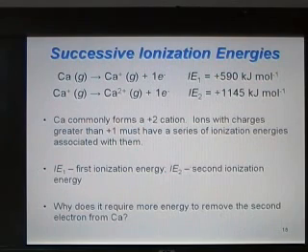Think about electron configuration and effective nuclear charge. When you form calcium 1+, you now have 19 electrons and 20 protons. That means that the effective nuclear charge, the amount of positive charge that the remaining 19 electrons see, is increased because it has one less electron to pull on. So it's going to take more energy to remove that second electron.